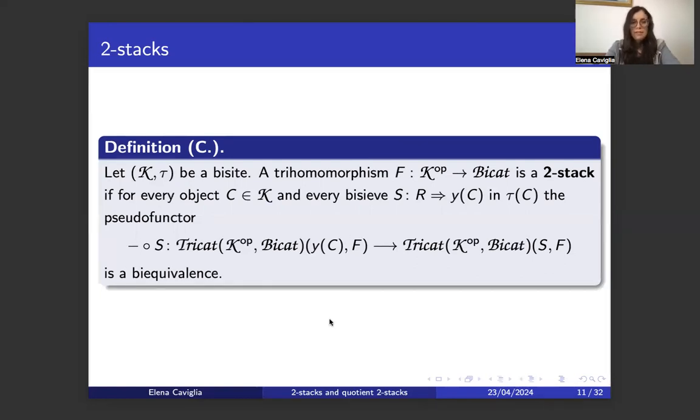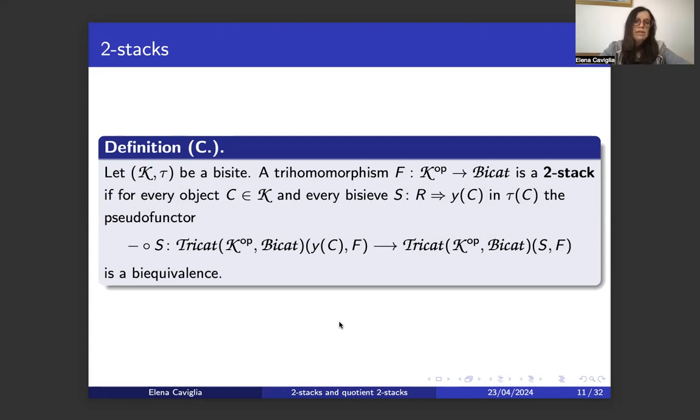But the problem with this definition is that it is really implicit and abstract. And if you sit down and try to prove that a particular trimorphism is a 2-stack using this definition, then this is going to be a nightmare because you need to work with these three-categorical objects, three-modifications, perturbations, and it's really complicated. And so the idea is that I wanted to find explicit conditions similar to the ones that we have in dimension one that can be easily checked, quite easily checked in practice.